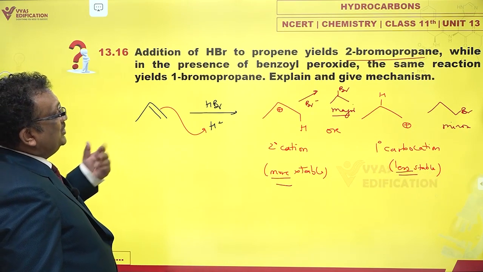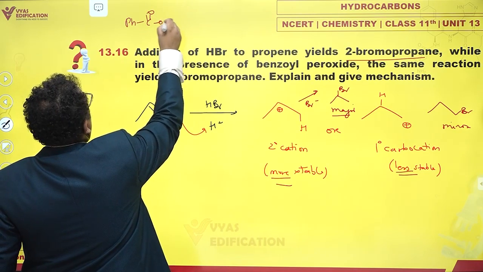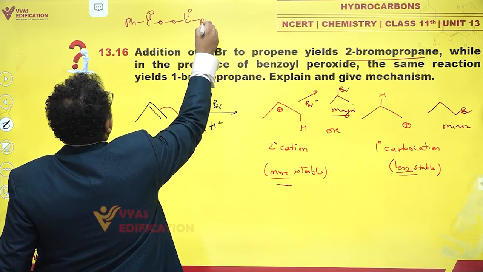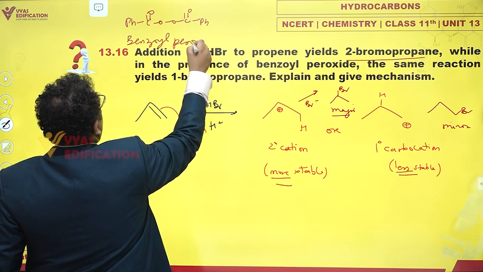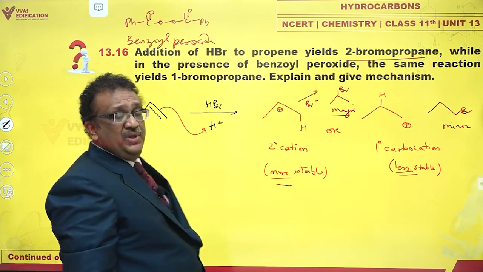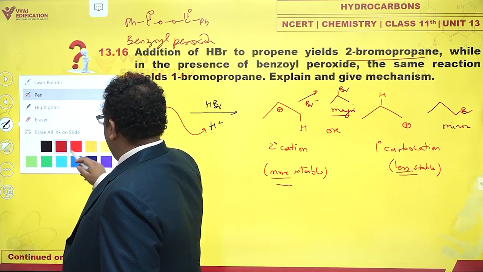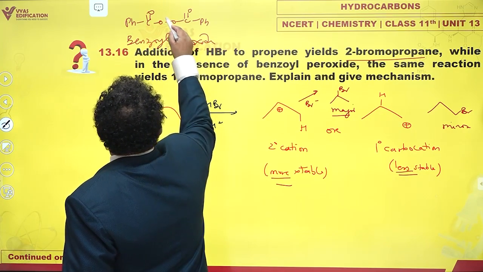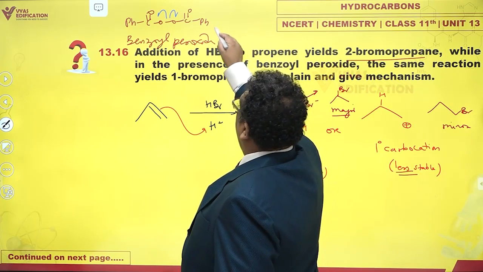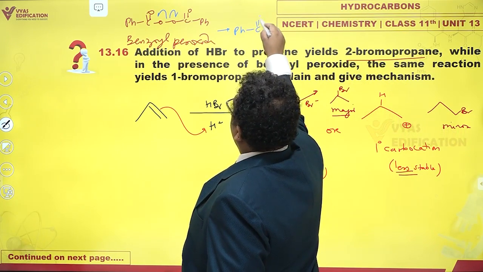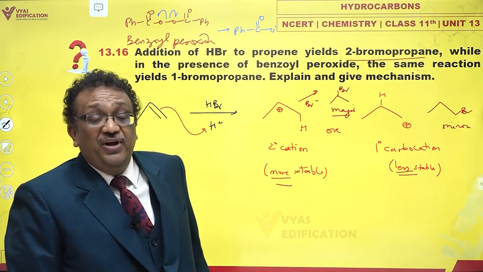But in the presence of benzoyl peroxide, now what is benzoyl peroxide? It is PhCOO-OCOPh. This is benzoyl peroxide. And what happens is it just breaks up. I get PhCOO radical like this. Is it a free radical? Yes, it's a free radical.